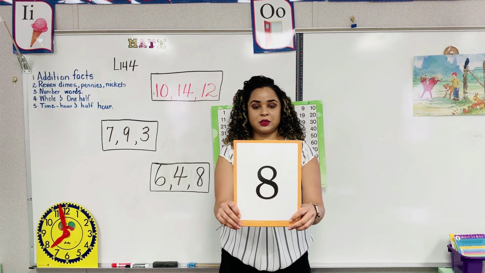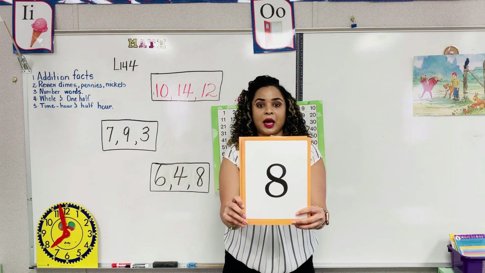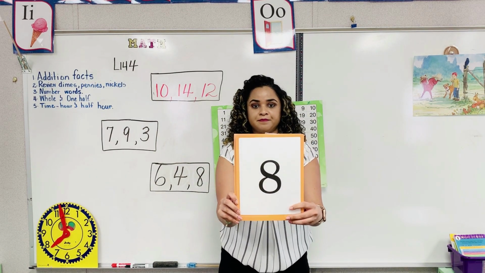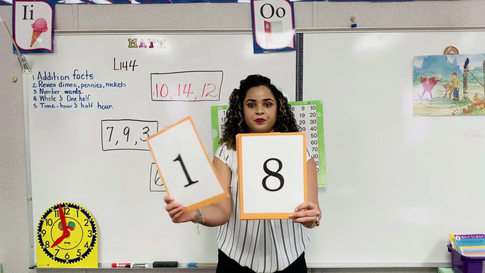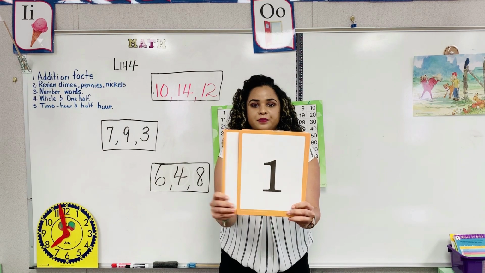We are going to say number names. You can clap when you are spelling. Together. 1, O-N-E, 1.